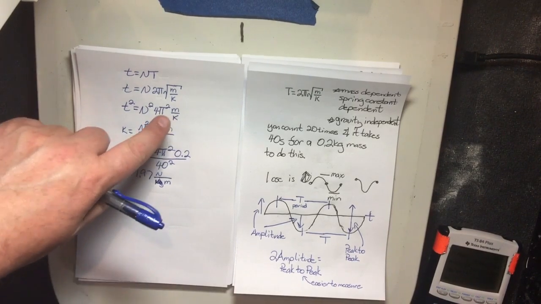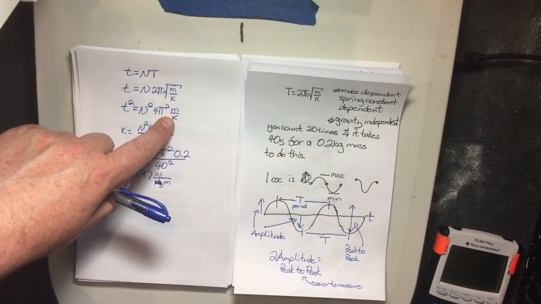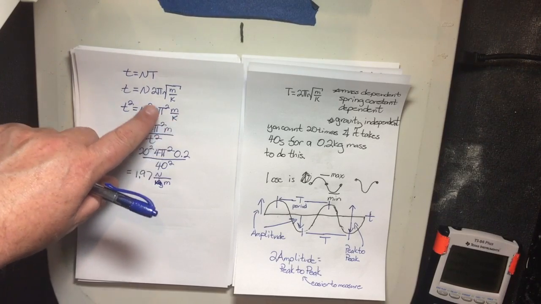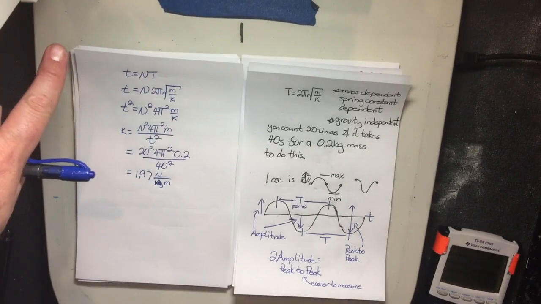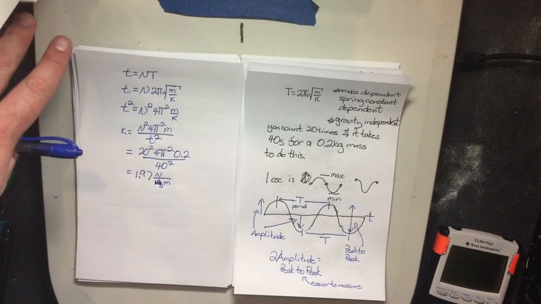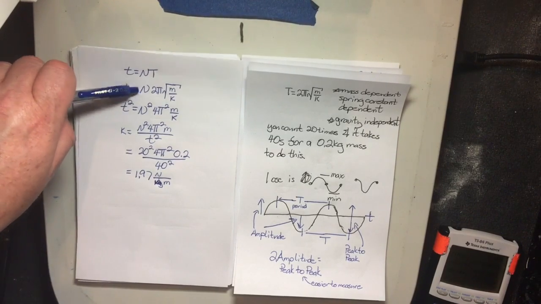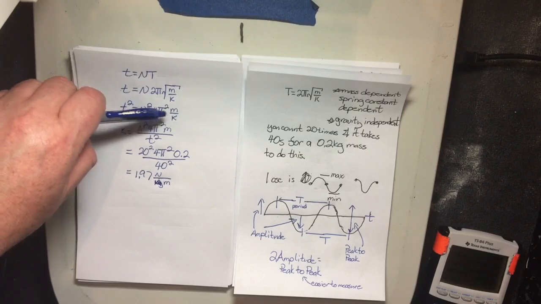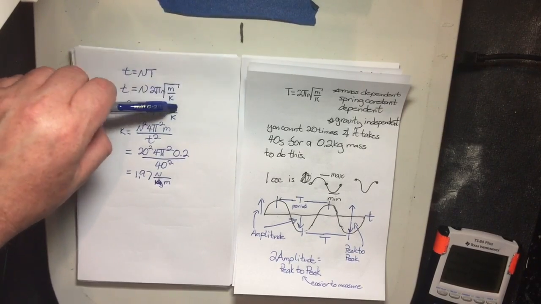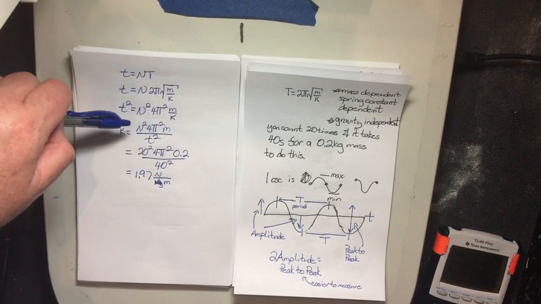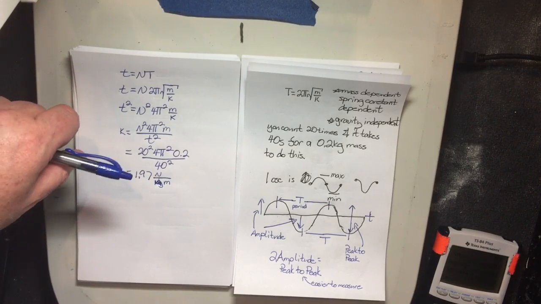In order to solve for k, the k is sitting underneath the square root. So I have to square everything. T becomes T squared, n becomes n squared, 2 pi becomes 4 pi squared, square root of m over k becomes m over k, and then solve for k.